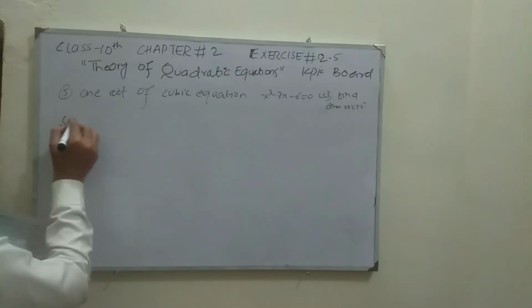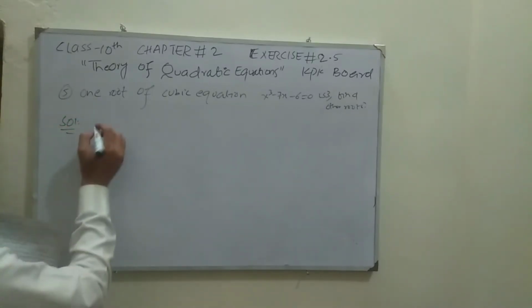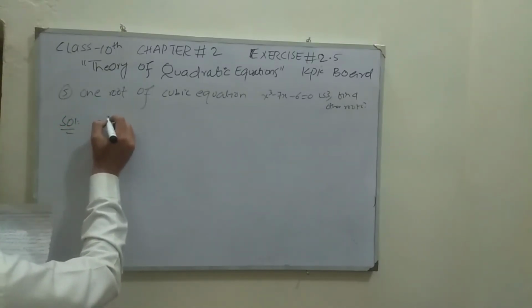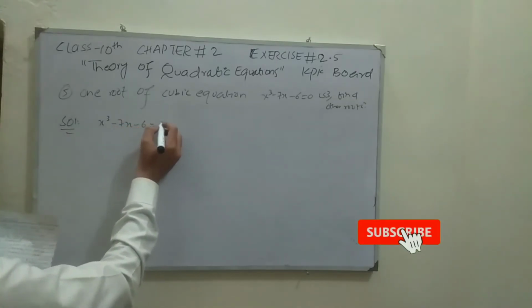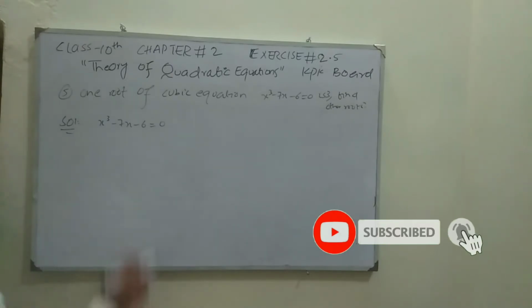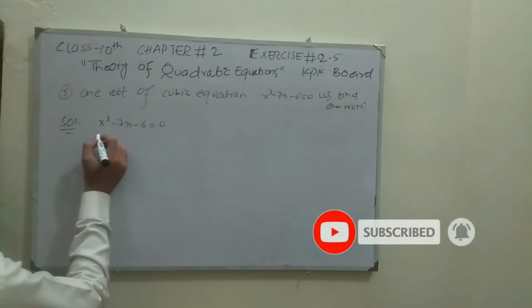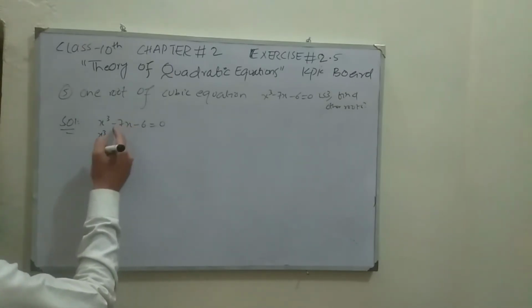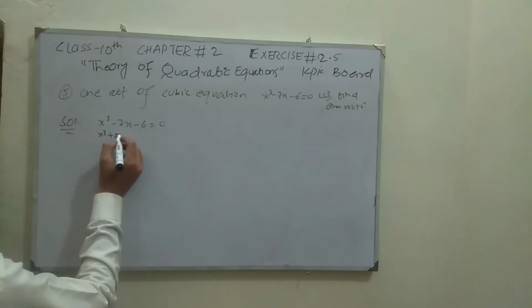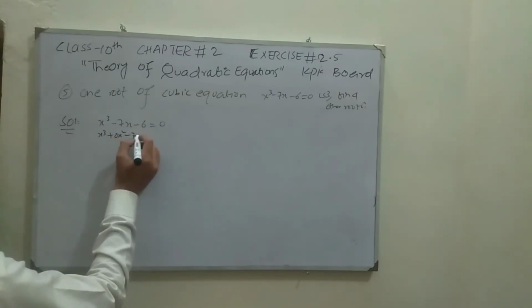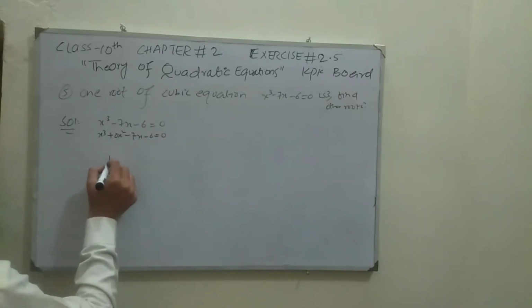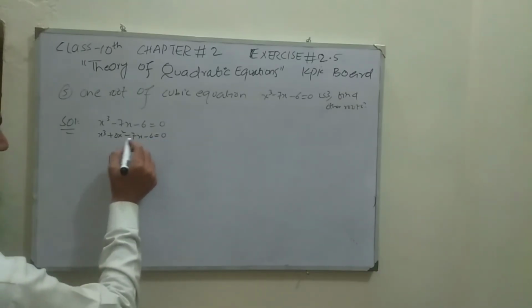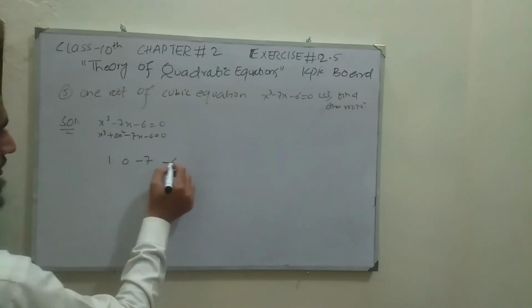Solution. Take the given equation x power 3 minus 7x minus 6 is equal to 0. Using synthetic division, we can write x power 3. Here x square is missing, so we can write 0x square minus 7x minus 6 is equal to 0. Using synthetic division, coefficient of x power 3 is 1, coefficient of x square is 0, coefficient of x is minus 7, and minus 6 will come down the same.